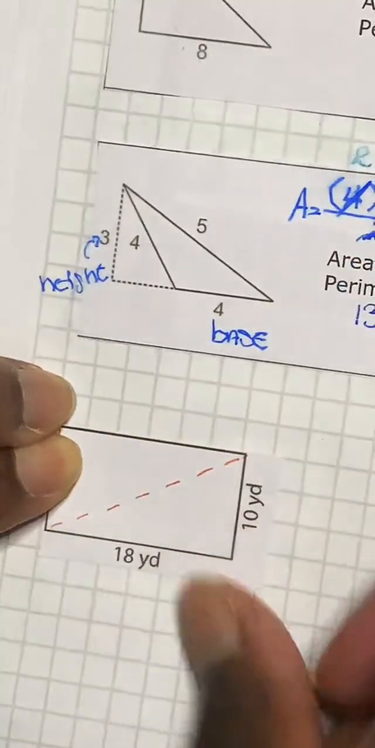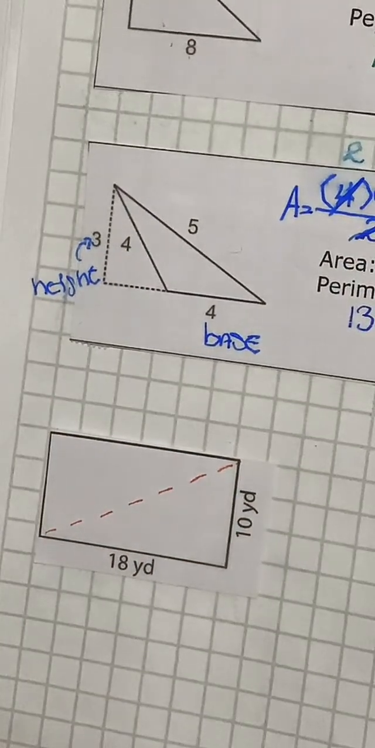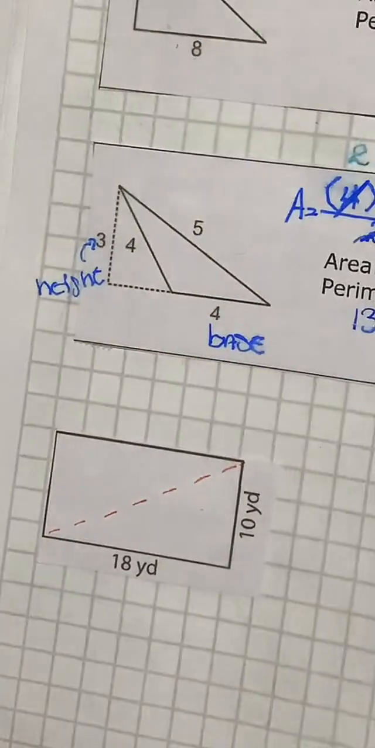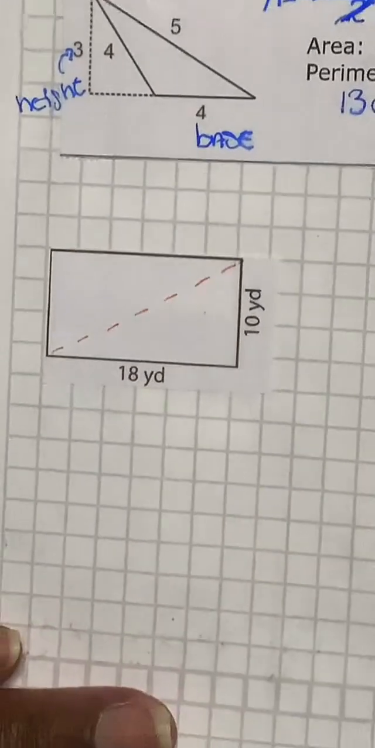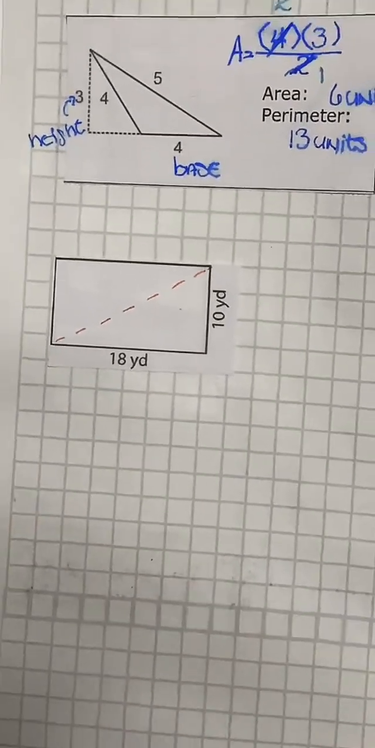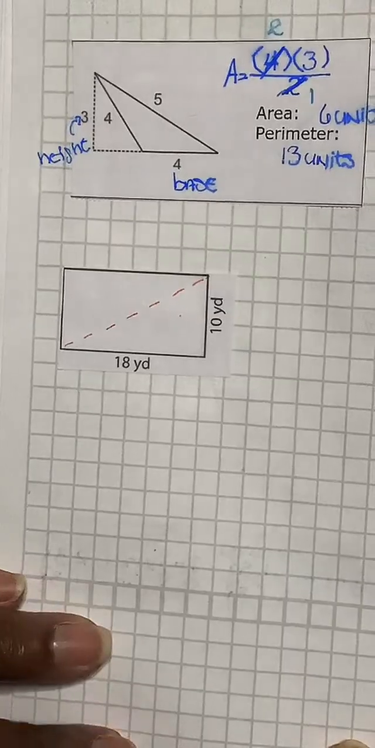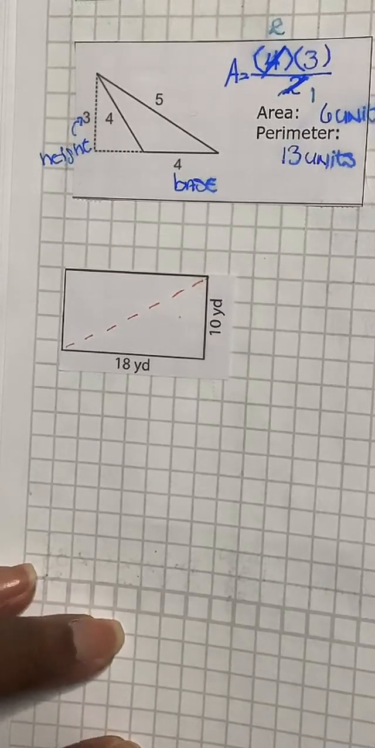Sorry, I'm going to be in the way for a moment. Okay, one more moment. Okay, what is my perimeter and what is my area? And this is a regular rectangle.